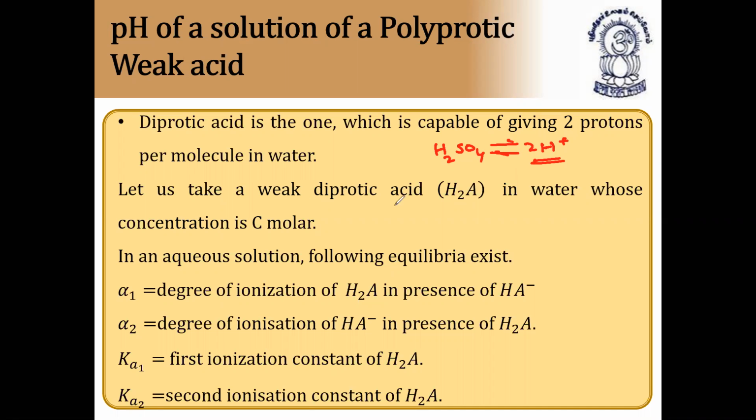So let us take a weak diprotic acid H2A in water whose concentration is C molar. In an aqueous solution, the following equilibria exist: alpha 1 is the degree of ionization of H2A in the presence of HA minus, and alpha 2 is the degree of ionization of HA minus in the presence of H2A. So it forms 2 H plus ions. Ka1 is the first ionization constant of H2A, and Ka2 is the second ionization constant of H2A.